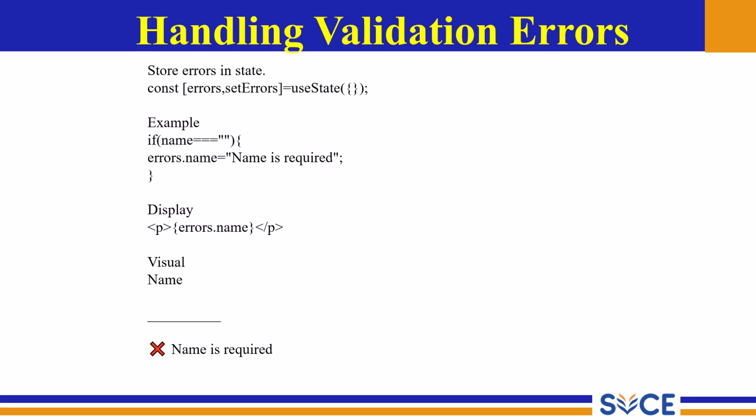Let's take a simple example. Imagine a college admission portal. The student clicks submit without entering any information. Instead of displaying only one error, the application immediately shows "Name is required, email is required, phone number is required, password is required." This makes it much easier for users to correct all mistakes at once.